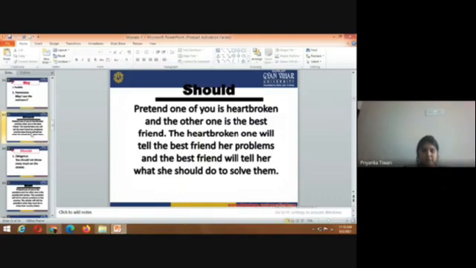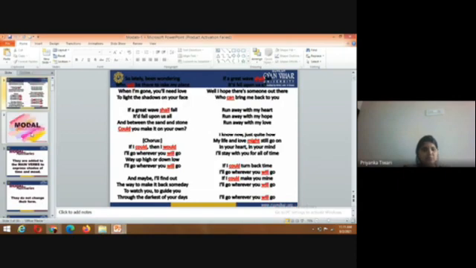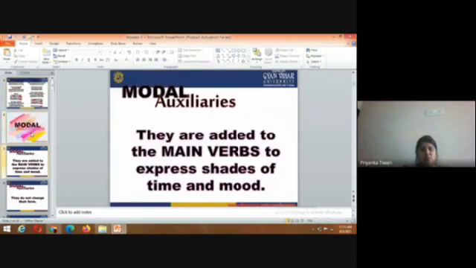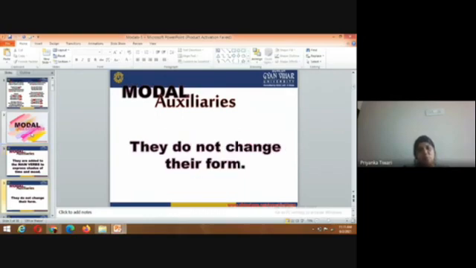From this PPT, we have discussed some modal auxiliaries. They are added to the main verbs to express shades of time and mood.